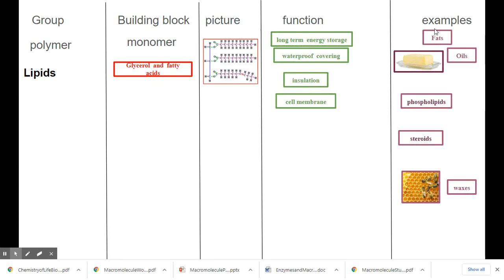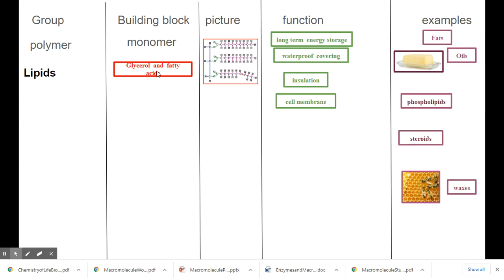Lipids. Lipids are things like fats and oils, phospholipids, steroids, and waxes. They provide long-term energy storage. They give us waterproof covering like we saw on the cuticles of leaves. They help with insulation, again, back to hibernation and keeping animals warm. And they also make up cell membranes.